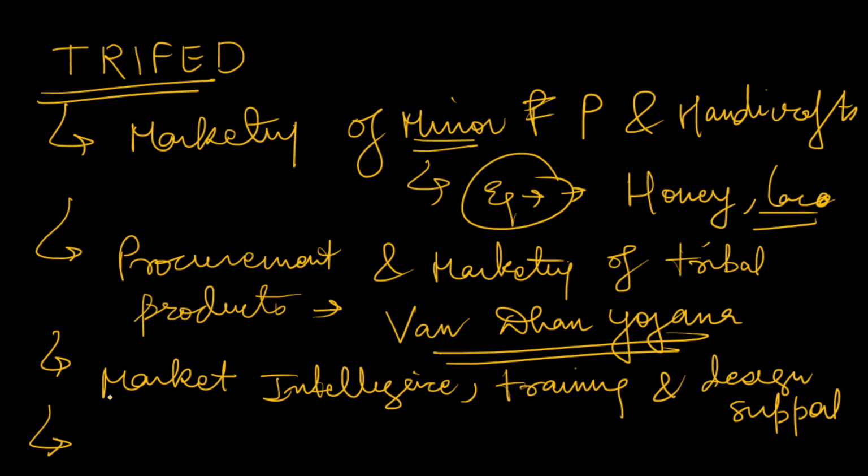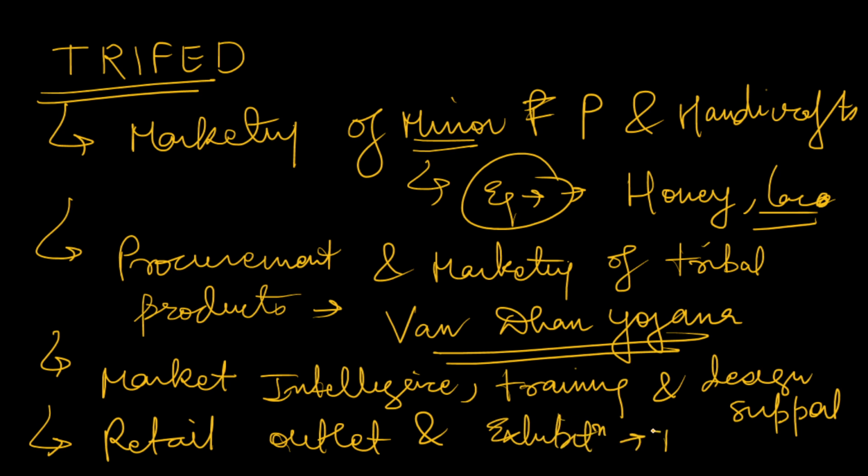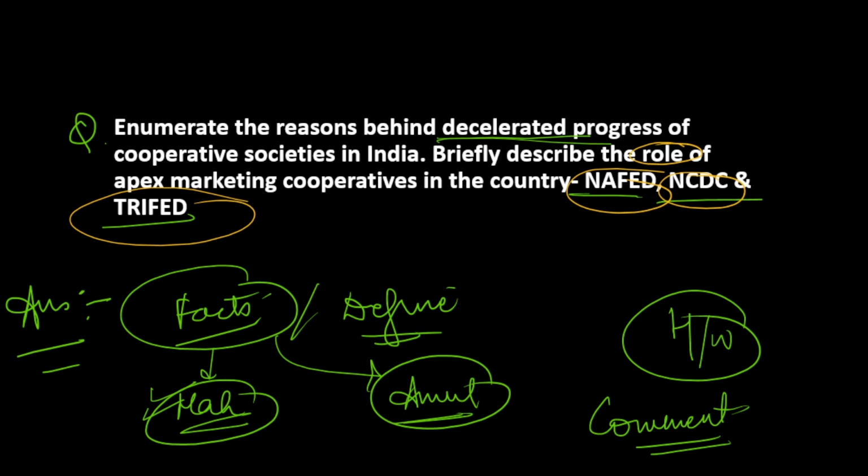It also provides retail outlets and exhibitions for tribal products. All these points can be mentioned, and you can conclude positively here by mentioning that although cooperative societies have played a crucial role, due to some stunted governance and structural and financial challenges, they are decelerating. The need of the hour is to promote institutions such as NAFED, TRIFED, and NCDC, so that our cooperatives can be enhanced again. So that is how you can end with a conclusion.